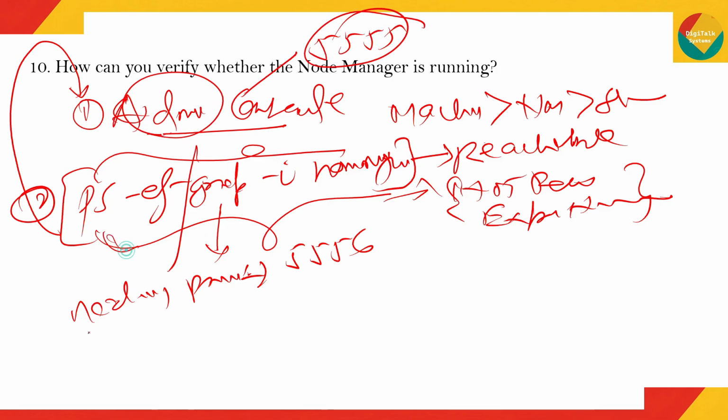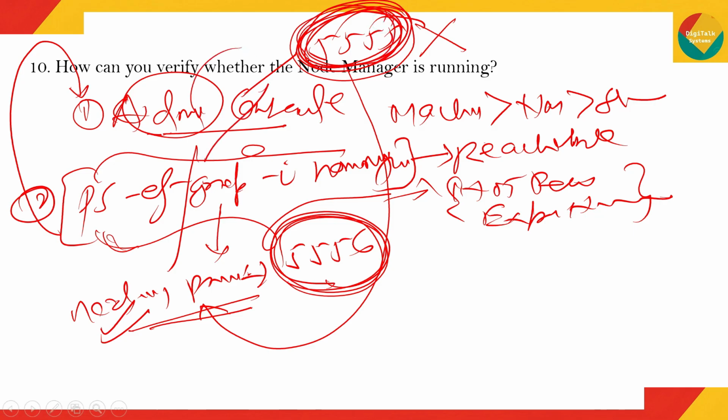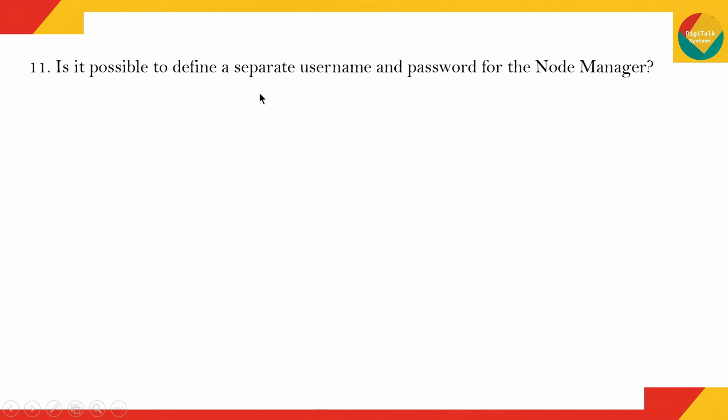Even if your node manager is up and running at the OS level, the console will show it down, because WebLogic will not be able to reach your node manager. It is running on port 5556, but in the admin console you have defined 5555. So we have to ensure that whatever port you have defined in the nodemanager.properties file, the same port should be defined in the admin console as well. This is one of the scenarios.